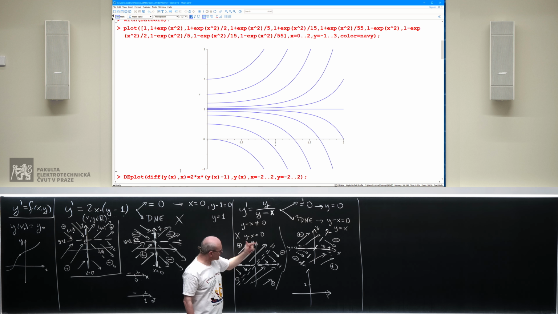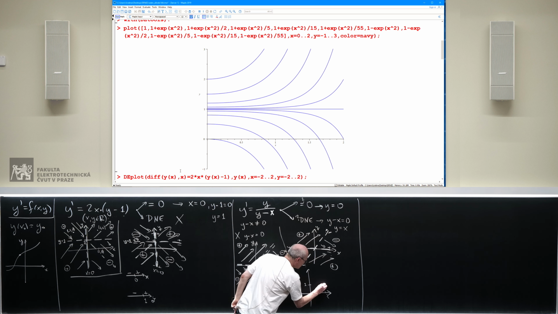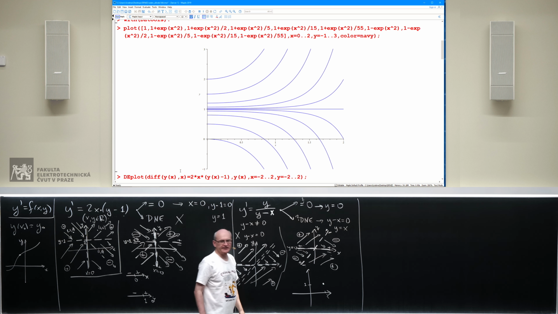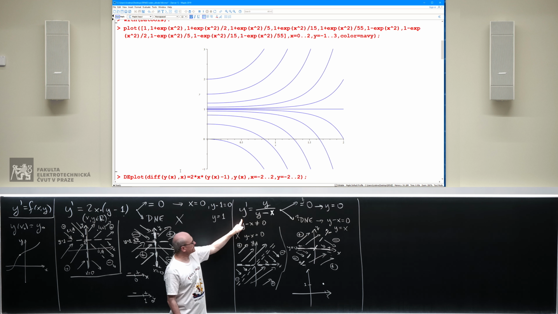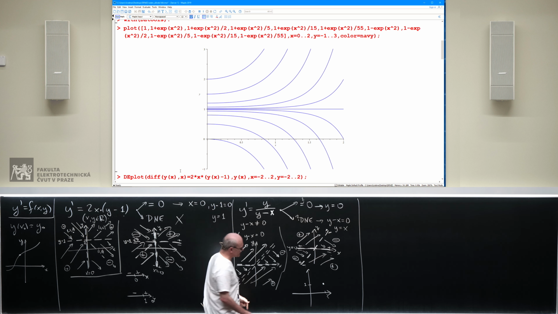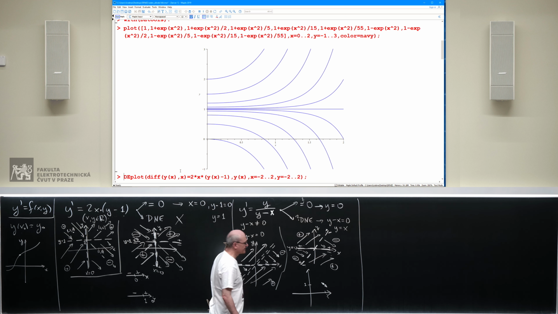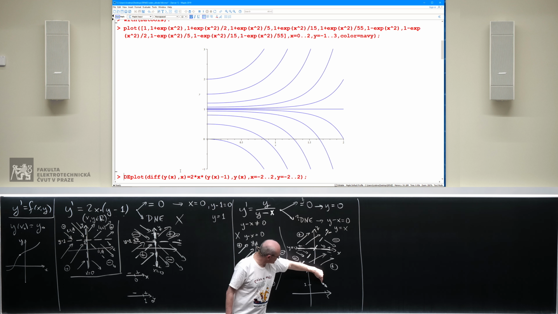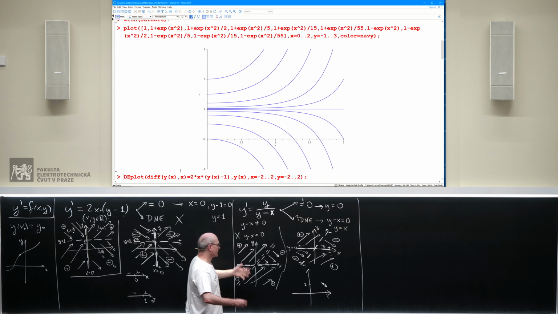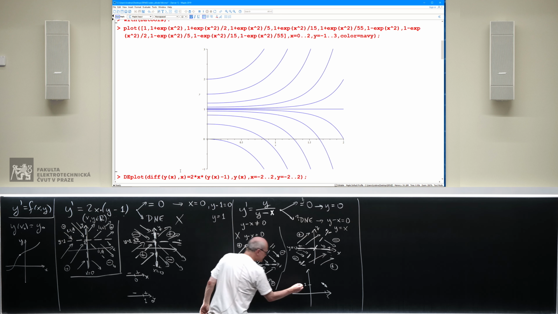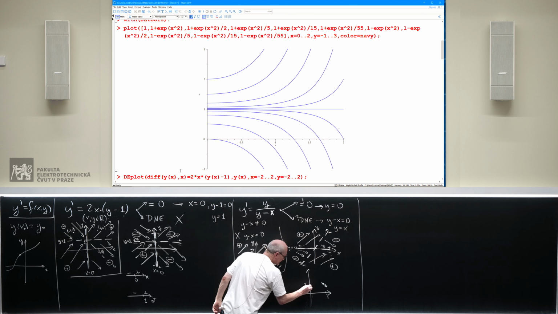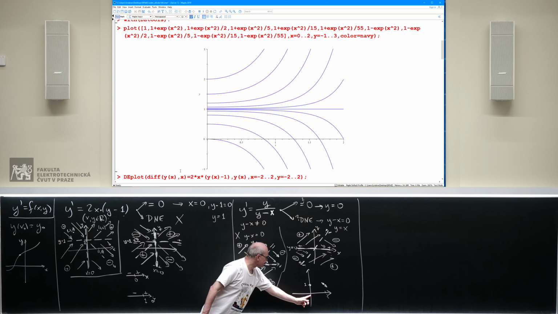But actually, I know that a solution which passes through this point has a slope negative 1. So the solution must be passing in this direction. And of course, when it moves away from this point, the slope will most likely change. But at this particular point, the slope is negative 1. Okay, how about this point? I already have a mark here, point 0, 1.